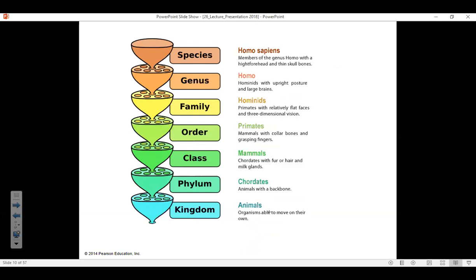So we are also, our phylum is Chordata, which means we have a backbone. Our class is Mammalia. Our order is Primates in Latin. And then our family is Hominidae, the hominids. And then we have Homo sapiens.